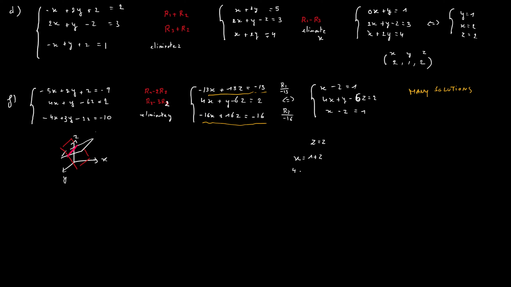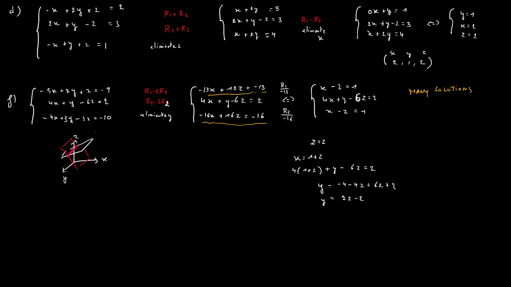We can say x was 1 plus z, plus y minus 6 times z, and we'll just keep z like that, is equal to 2. Moving everything to either side, we get y is equal to minus 4z plus 6z plus 2, or in other words, 2z minus 2.